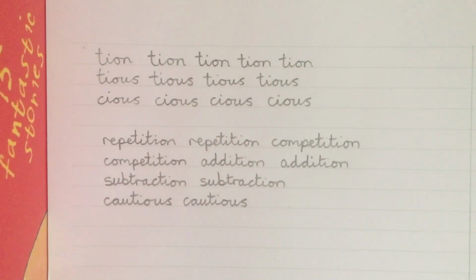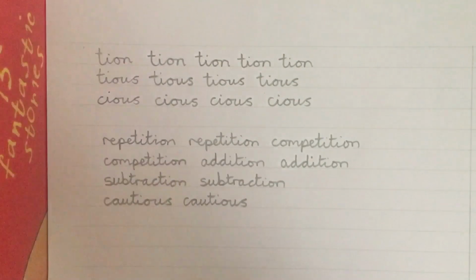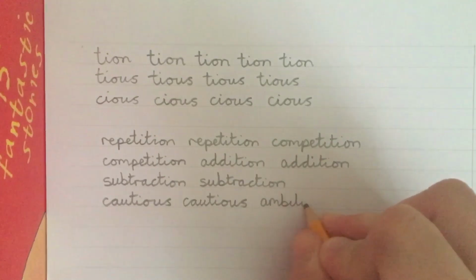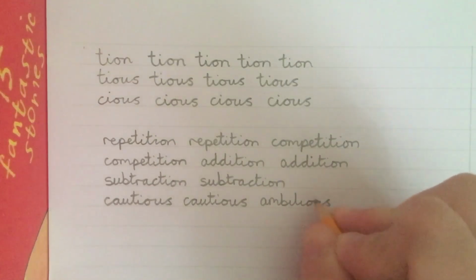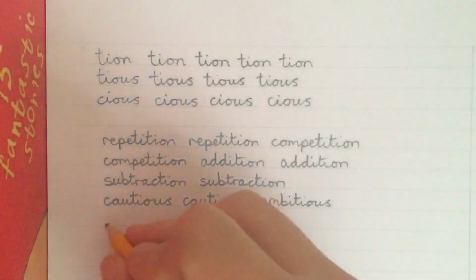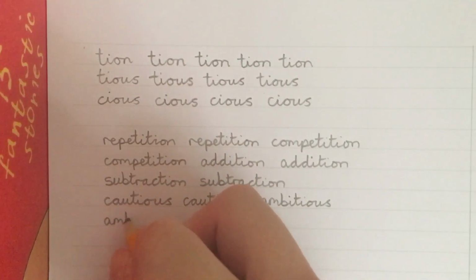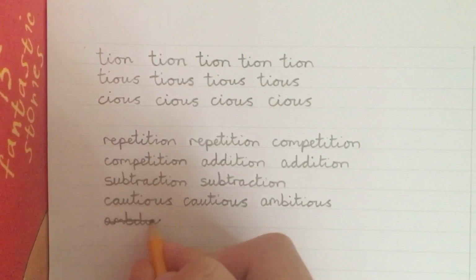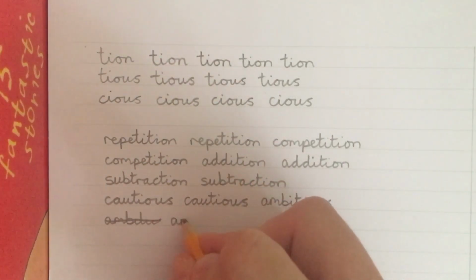Let's do a word which means when you're striving for greatness. You are ambitious. Ambitious. Oh, I've made a mistake, so I'm going to cross it out and try again. Ambitious.